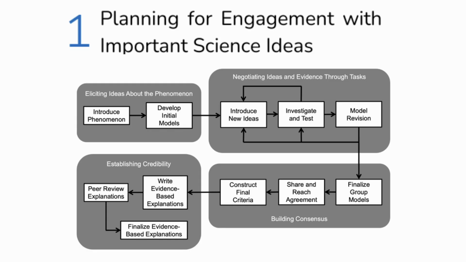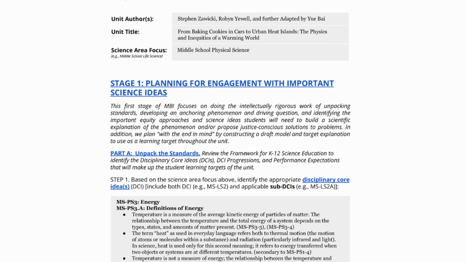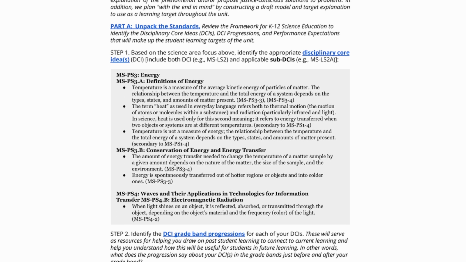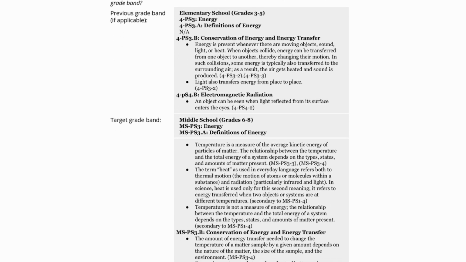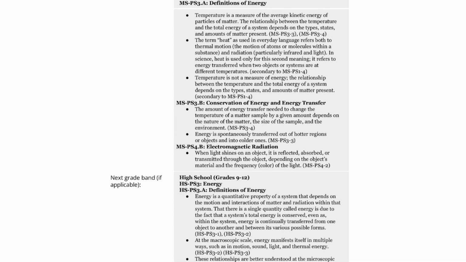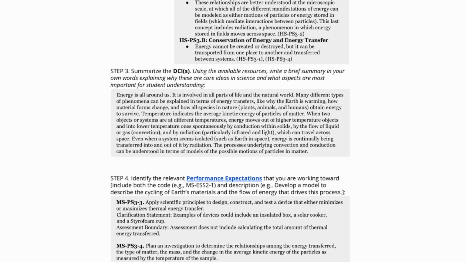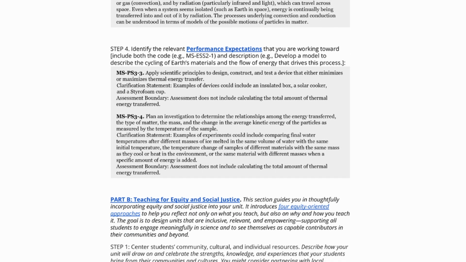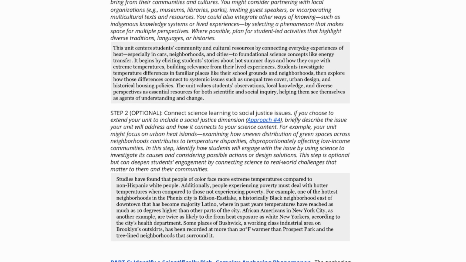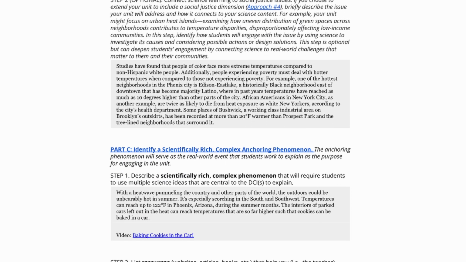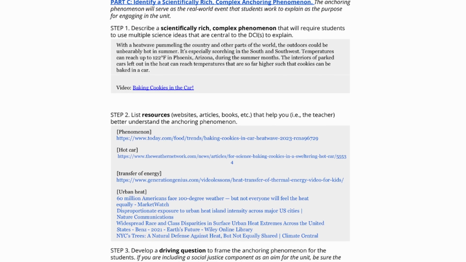Our example unit builds from NGSS middle school physical science standards, such as MS-PS3 and MS-PS4, and incorporates data-driven tasks to highlight how heat is transferred via radiation, conduction, and convection, and how urban design and historical injustices shape who bears the brunt of urban heat. For the phenomenon, students explore why cookies can bake inside a parked car on a hot summer day in Phoenix, and investigate why extreme heat is experienced unequally across different neighborhoods.